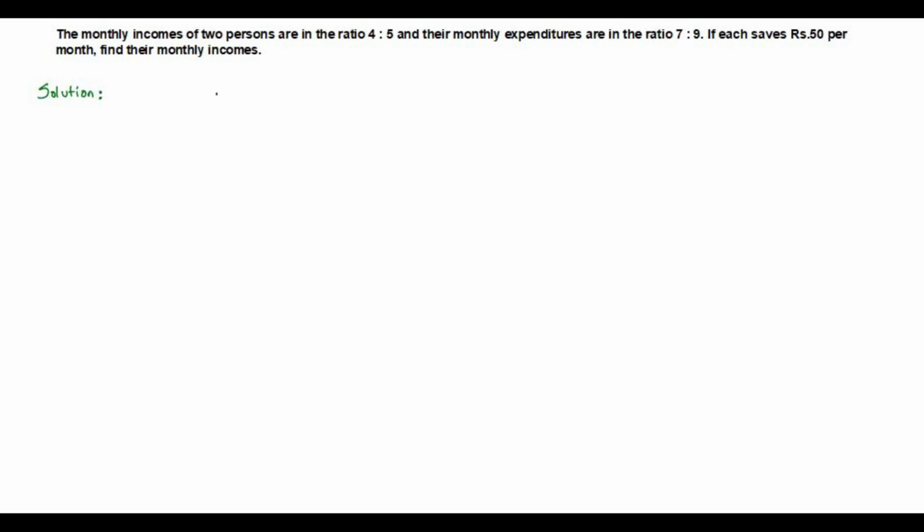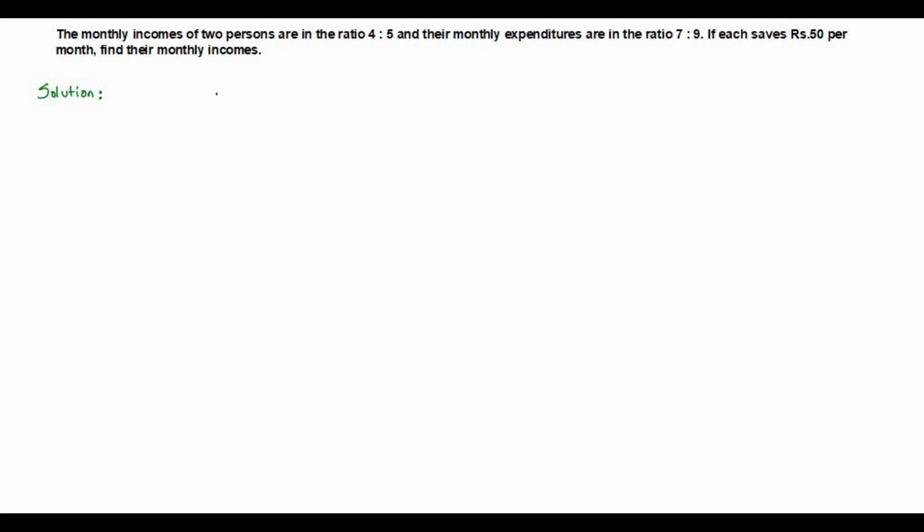Here we have a word problem on ratio. Okay, let's read the question and understand the information given. The monthly incomes of two persons are in the ratio 4:5 and their monthly expenditures are in the ratio 7:9. If each saves ₹50 per month, find their monthly incomes.